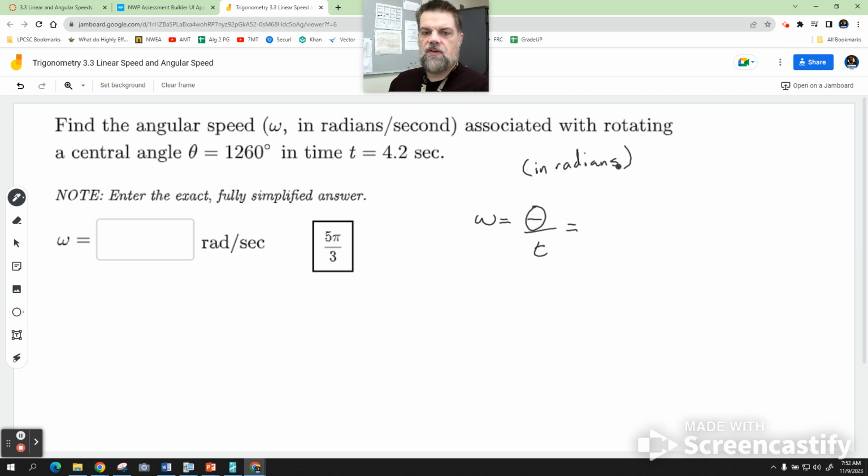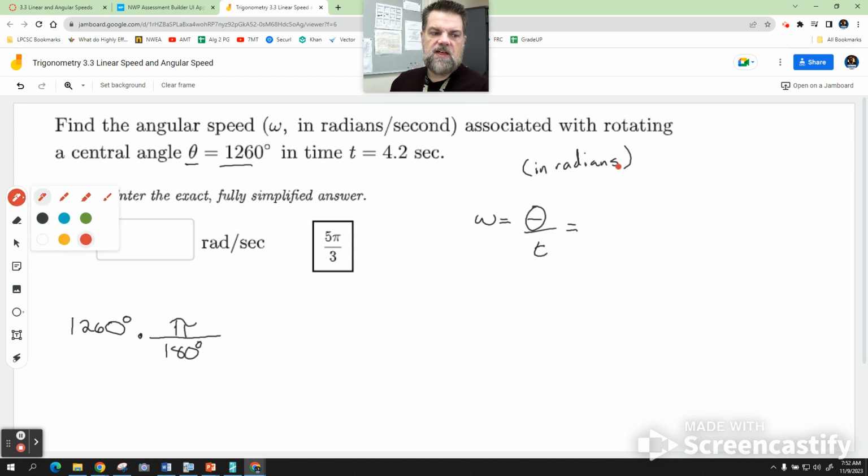So what I can do is I'm going to convert theta. They give us that the central angle is 1260 degrees. So I've got to convert that to radians. So over here somewhere, I'm going to say 1260 degrees. To convert it to radians, I remember that the relationship between radians and degrees is that 180 degrees is equal to pi radians. I have to set up the conversion factor this way because then it allows me to cross cancel the degrees.